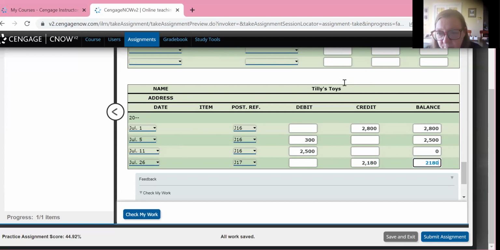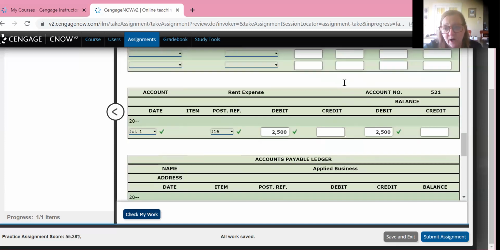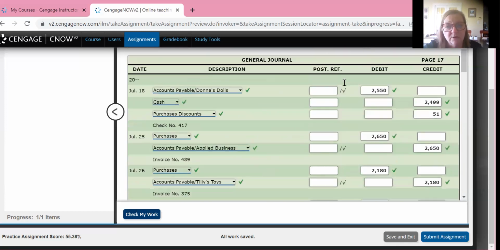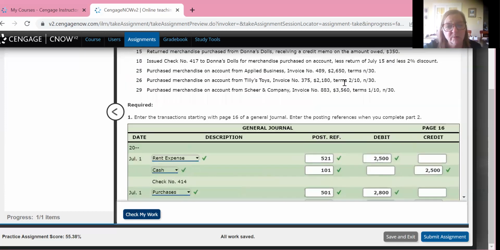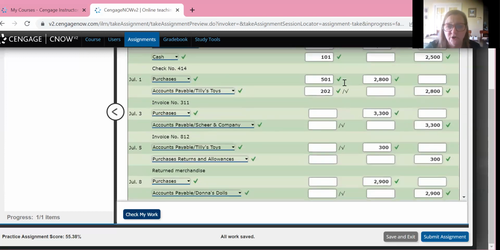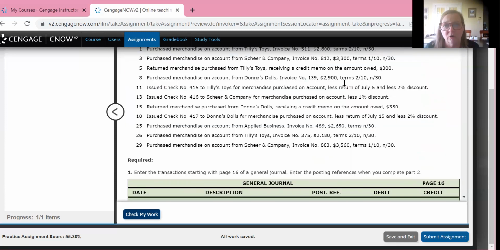Right? So let's just check my work and see what we got. Everything that we've completed is going to have a check mark if we did it right, but then there's a bunch more that we still have to post in order to finish it up. So you could check every once in a while with your check my work. So you see I'm down to right here. Then to finish this up, I would just take each one of these and methodically post it to the general ledger. And then if it affects accounts payable, also post it to that accounts payable subsidiary ledger, and it's going to be all good.